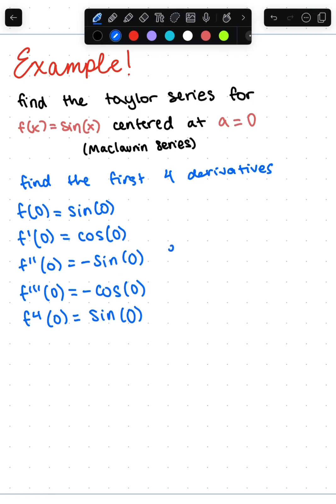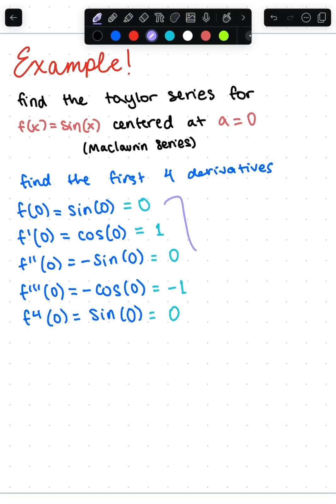Now that we have found the first 4 derivatives, we are going to evaluate each derivative. So let's start. Sine of 0 is equal to 0. Cosine of 0 is equal to 1. Negative sine of 0 is still just 0. Negative cosine 0 is going to be negative 1. And lastly, sine of 0 is 0. And now that we have evaluated our derivatives, we can look at this pattern.